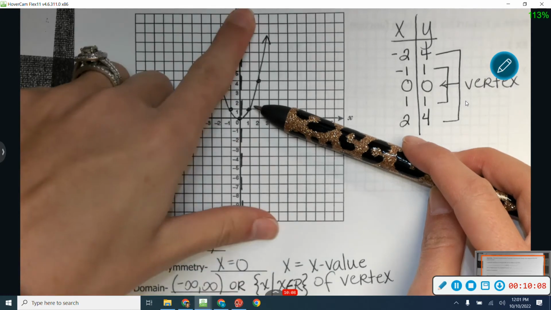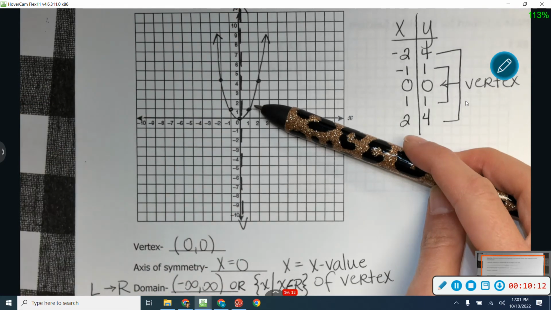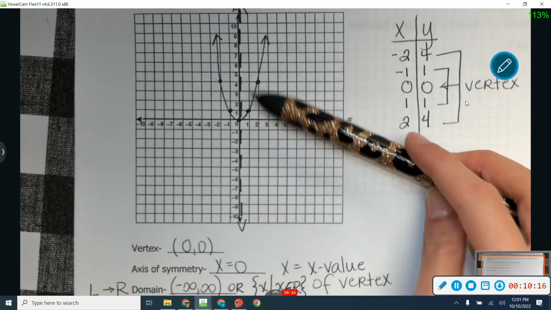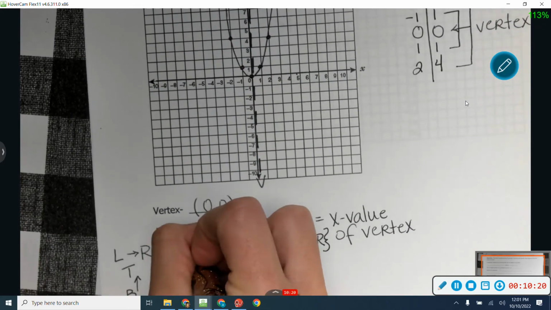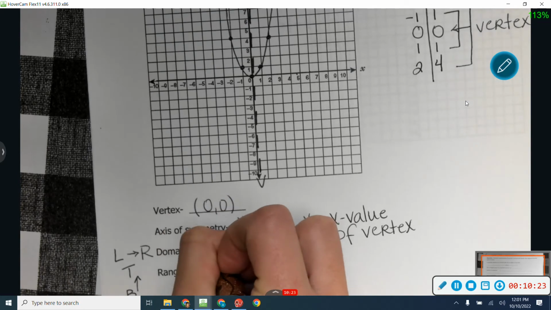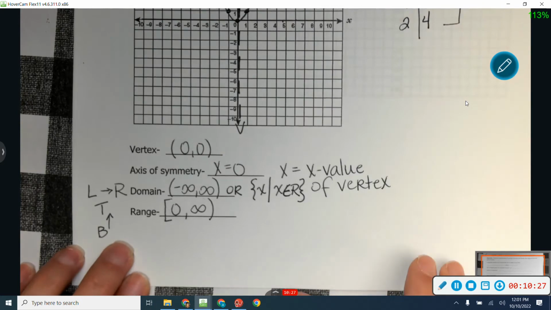So that's my lowest point, and then I go up. Do I have an endpoint or a boundary going up? No. So I go from 0 all the way to positive infinity. So for interval notation, I'm going from 0 to positive infinity. Remember, 0 has a bracket because it's equal to.